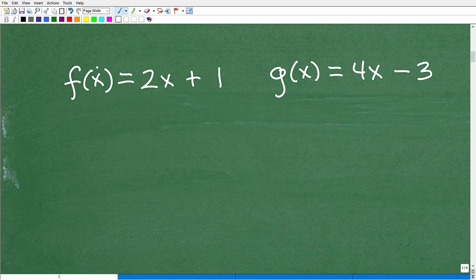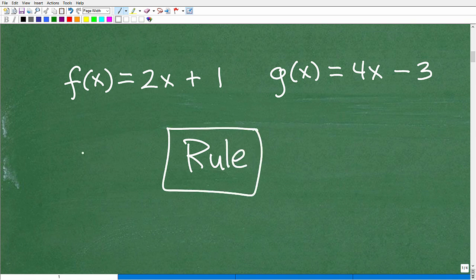So here we have two functions, right? Now, these functions are effectively just rules. They're rules, they're machines. So the rule kind of goes like this. If I plug in an X into a particular rule or machine, the output is some sort of Y value. So I get some sort of input value, I throw it into the particular rule, and a Y value pops out. That's what a function is.